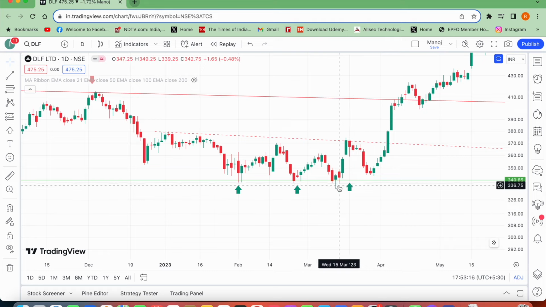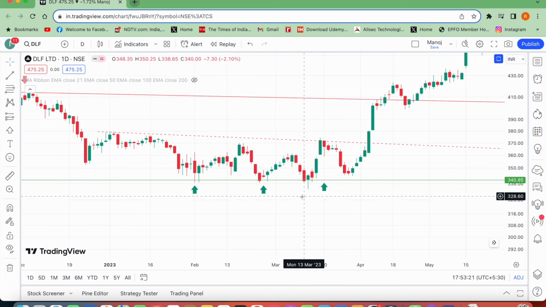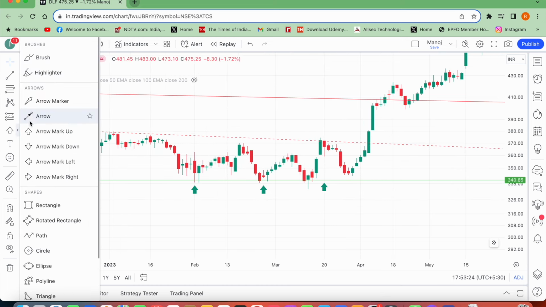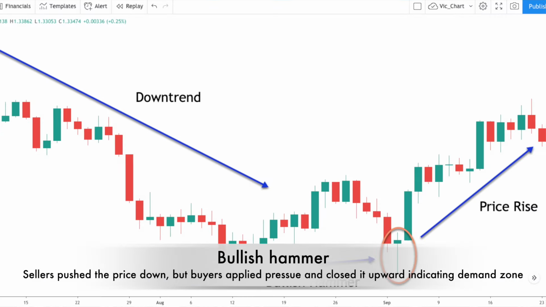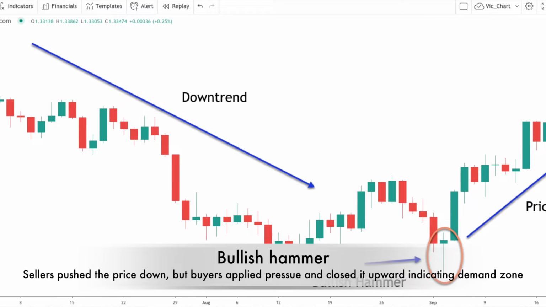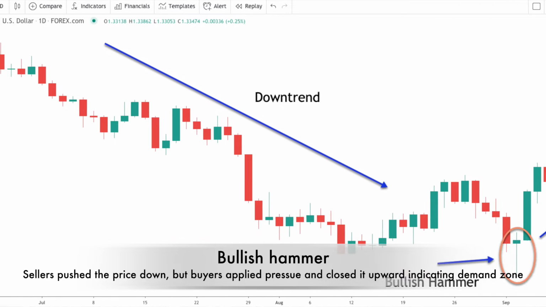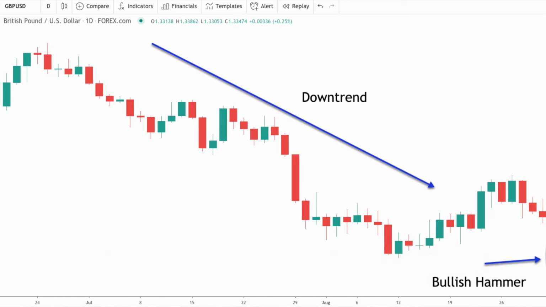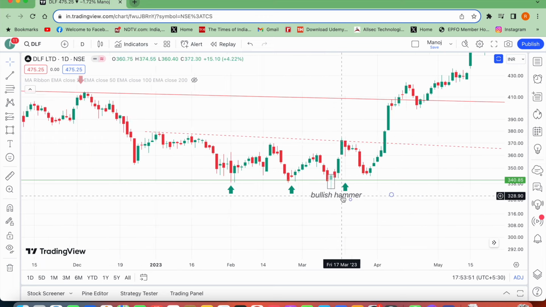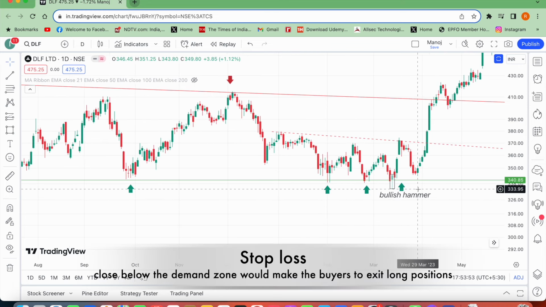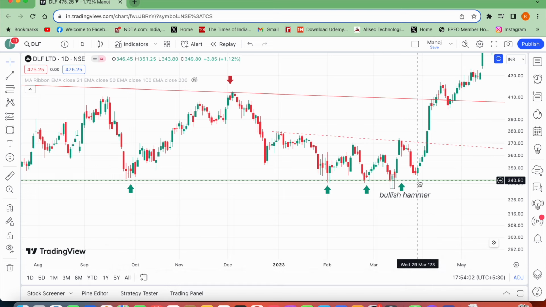For instance, you can see over here that the stock touched the support zone and formed a bullish hammer. So this particular candle is known as a bullish hammer candle. This gives me a confirmation that there is buying pressure in this stock and I would be safe if I buy over here. But if I buy over here, what should be my stop loss? My stop loss I would keep here at 340. If on any day DLF closes below 340, I would exit this stock.